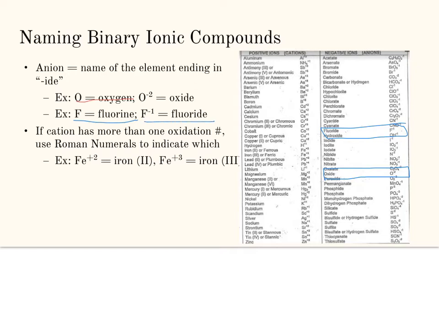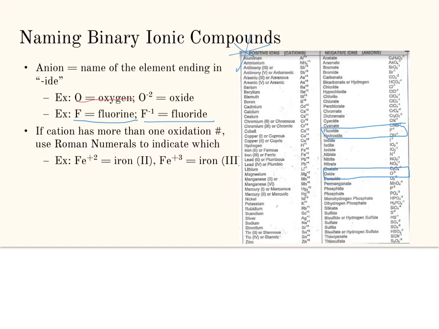And so if we use this table on the back of our periodic table for our naming purposes, the names that we see on that chart have already been changed. And so there's no need for us to change the ending. The only thing that can be a little tricky about naming binary ionic compounds is if your cation has more than one oxidation number. Okay, so what do I mean?